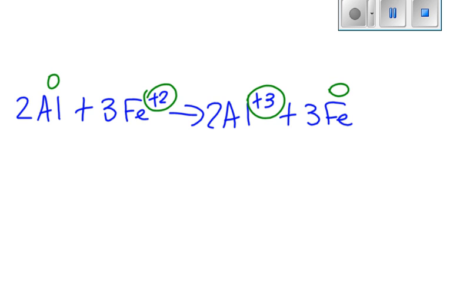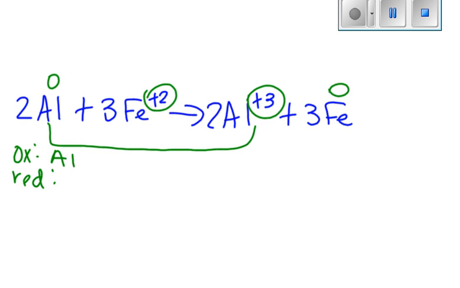Next step, identify what's oxidized and what's reduced. So here, what's oxidized is going to be aluminum. It's going from 0 to +3. And what's reduced is going to be iron, because it goes from +2 to 0. It's gaining electrons, becoming more negative, or the oxidation number is decreasing. So we identify what's oxidized and reduced.